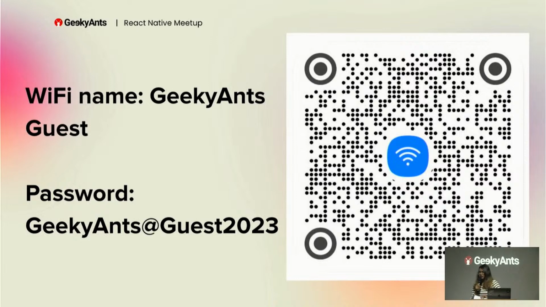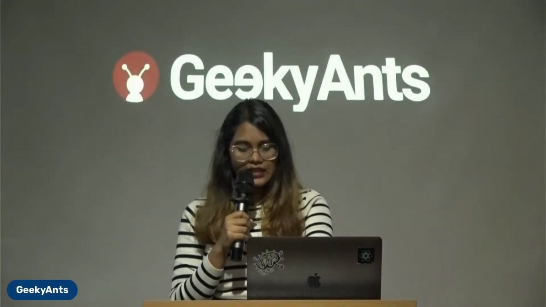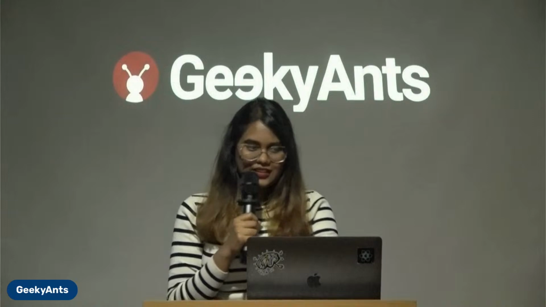And let's get into the most important details, the Wi-Fi password. You can scan the QR code, or you can just connect with the password GeekyAnts, capital G, capital A, at GeekyAnts, capital G, 2023. We do know it's 2024. It's just our IT guy was on leave, I guess. So I'll give you 5 seconds to connect to the Wi-Fi. If you're already connected, we can move ahead and let's get started with the event.